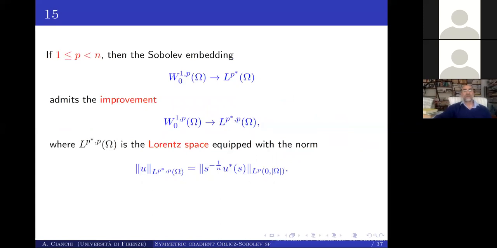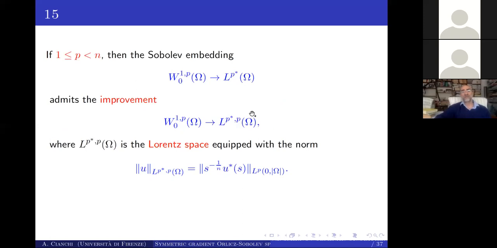Now, let's go for some further improvement of these results. And before I state it for Orlicz spaces, let me remind you what happens for the classical Sobolev spaces. Now, if p is larger than 1 and less than n, this standard Sobolev embedding with the L p star as a target can be improved. It can still be improved if the target space is allowed to be a more general rearrangement invariant space, which in this case is a Lorentz space, one of the spaces I mentioned before, which here is denoted by L p star, p.